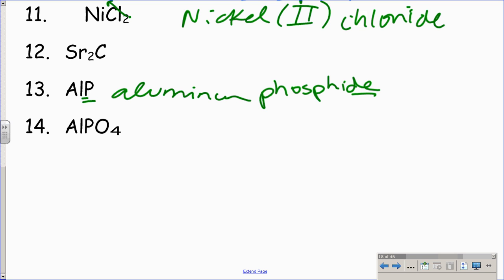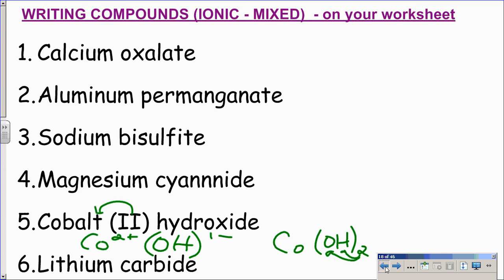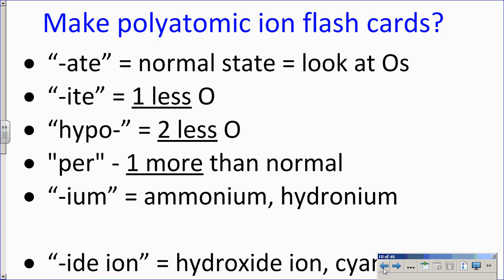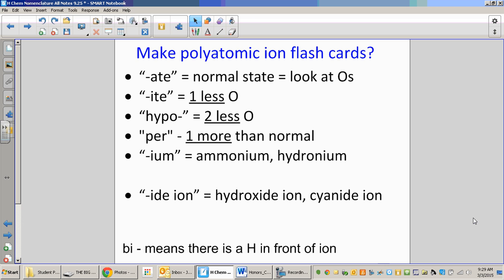So let me show you how to make the pattern in your head to actually remember the polyatomic ions, because it does take a little effort, but I have some tricks for you. You ready? I'm going to scroll all the way back to my first page, and I recommend you write some of these examples down.